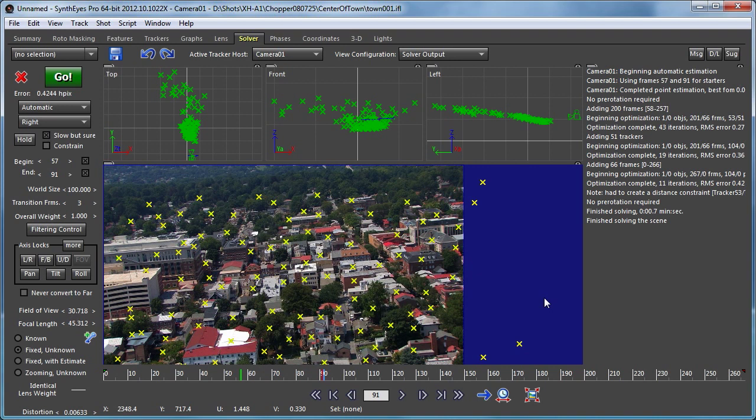So hopefully this gives you an idea of some of the tools that you have available in Synthize to be able to work with the solver to get the solution that you want.